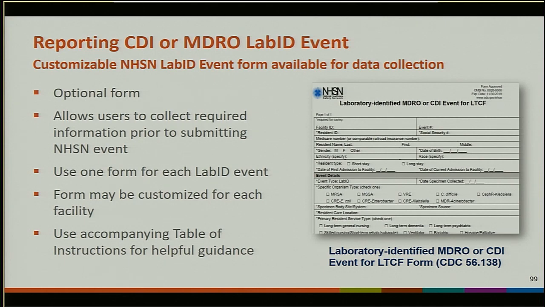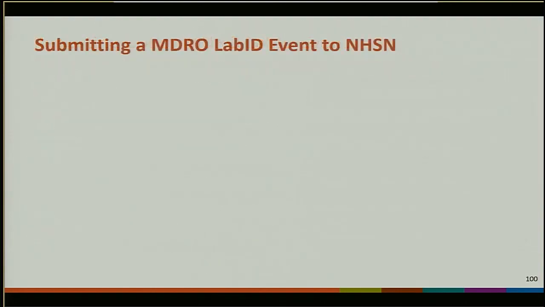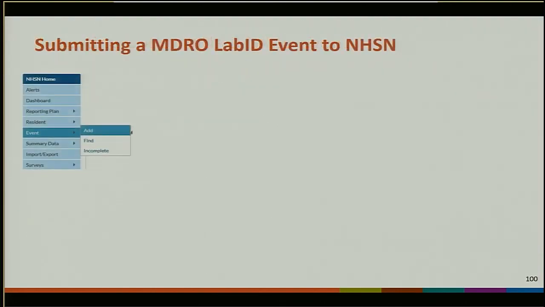When you submit an MDRO event, just like we talked about with CDI, you can use our optional forms, and we have a table of instructions for those forms. I don't know that I mentioned this previously, but it's 1 form per event. Unlike the denominator forms, where you can use one for all of your summary data, the event forms are 1 form per event. So if you have a resident with C. difficile and with MRSA, that resident would have 2 separate forms completed, but it is the same form for CDI and MDRO. Okay, and we talked about this.